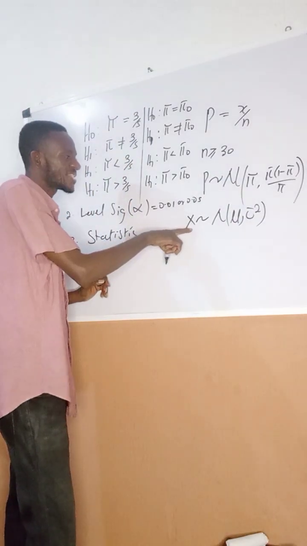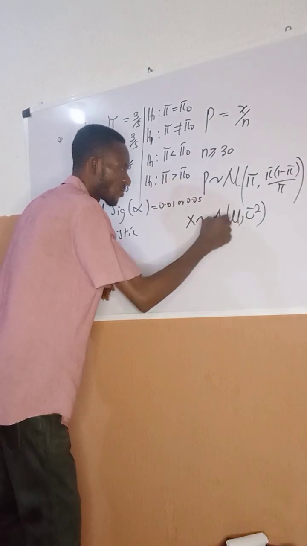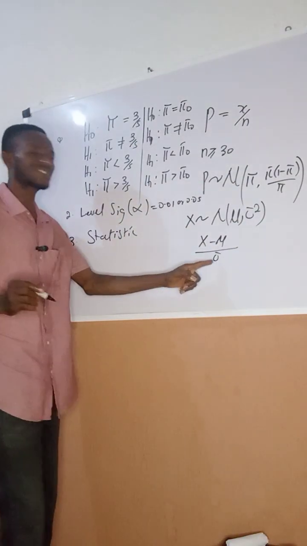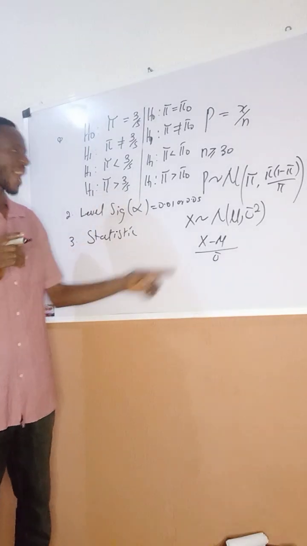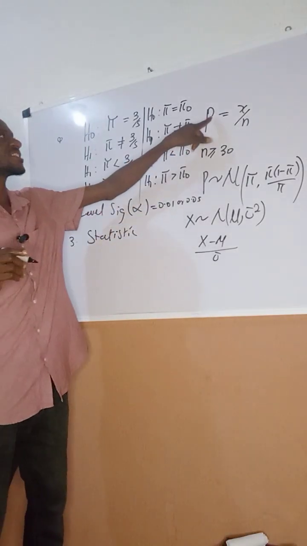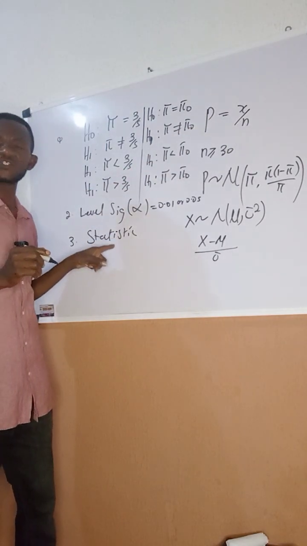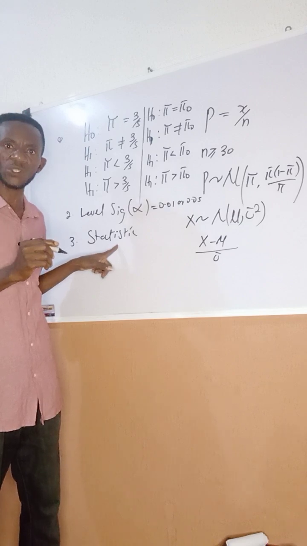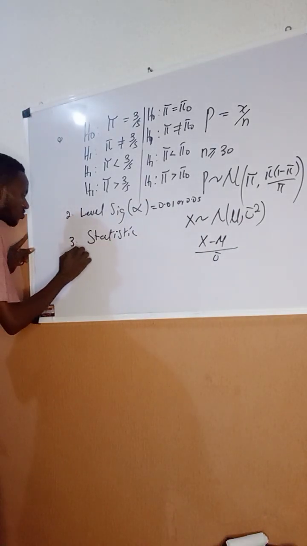For you to standardize this random variable X is going to be what? X minus mu all over sigma, where this sigma is the standard deviation. So I am equally now going to standardize the value of this P, in as much as this test statistic now is going to be a standardized score, because we call it the z-score.